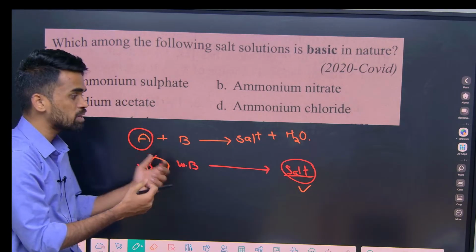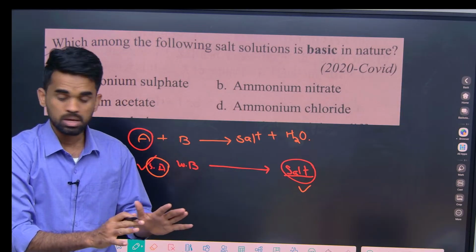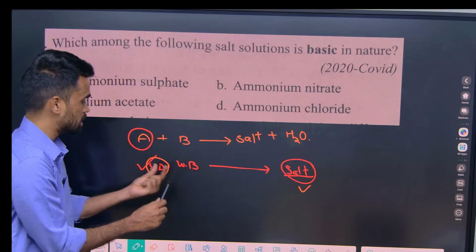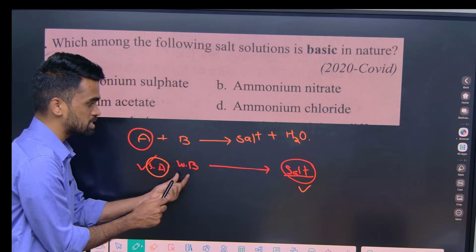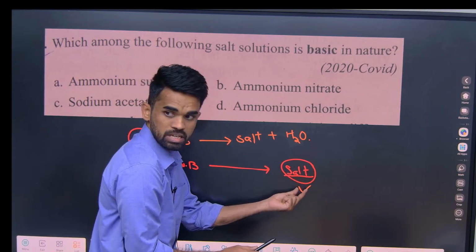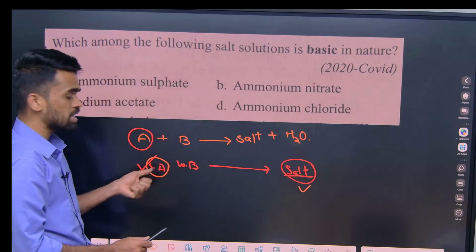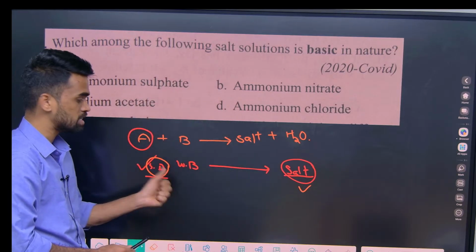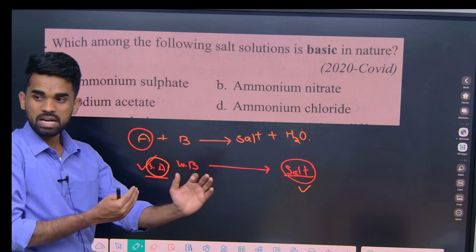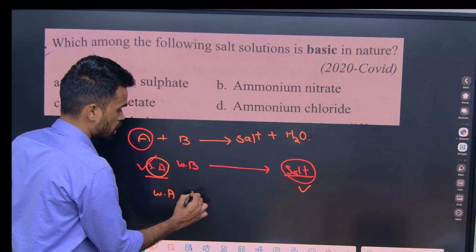If both of them are strong, it will be a neutral solution. But if I am taking one strong electrolyte and one weak electrolyte, let us say a strong acid and a weak base, the salt solution will have an acidic nature, because a strong acid is taken and a weak base is taken. Now in the reverse manner, if I take a weak acid and a strong base.